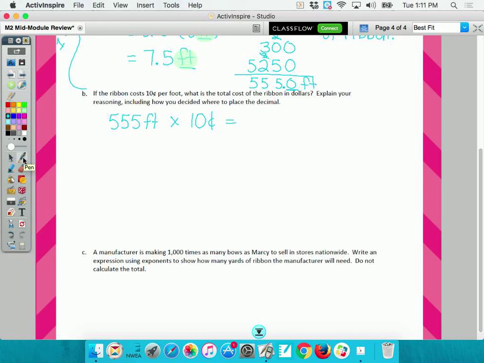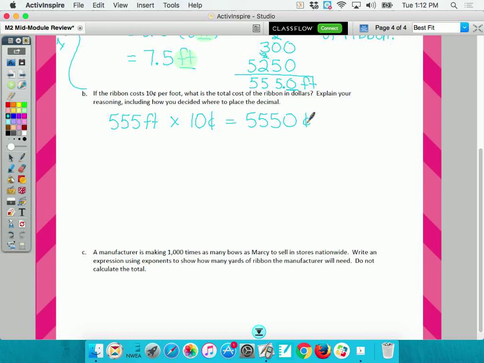So right away I look at this and I think decimal hop. Is that what you think? Yes. Or I think anything times 10, add a 0 to the end. I know it's something like that, okay? So there's two ways to do it. The first way is just leave it cents. You know how 100 cents equals $1? Yeah. So 500 cents would be $5. So if I have 555 feet times 10 cents, I'm just going to add a 0 to the end and get 5,550 cents.